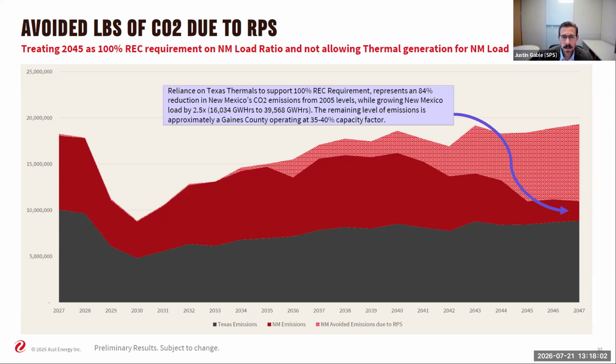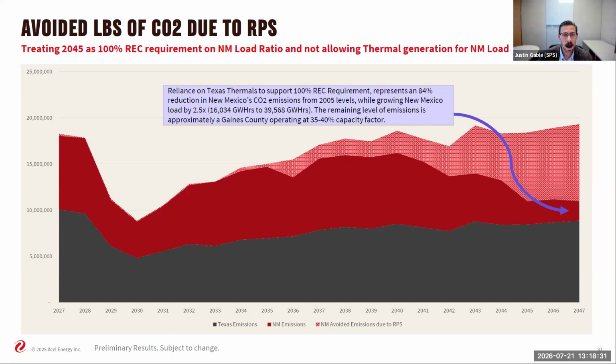So what we are seeing is that after you get to 2045, there is a reliance on the Texas thermals. Although we are not allowing thermals to be built on a load ratio share, the model is building enough resources to solve its capacity requirement for New Mexico and build enough renewable energy to, on a volumetric basis, supply enough RECs to the system to meet New Mexico's load ratio share.